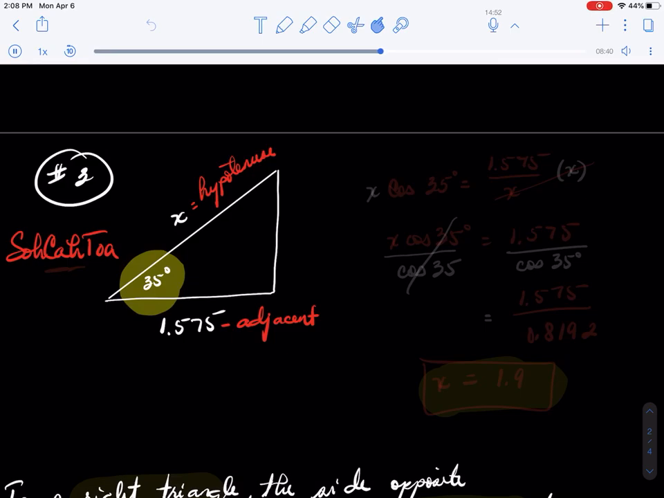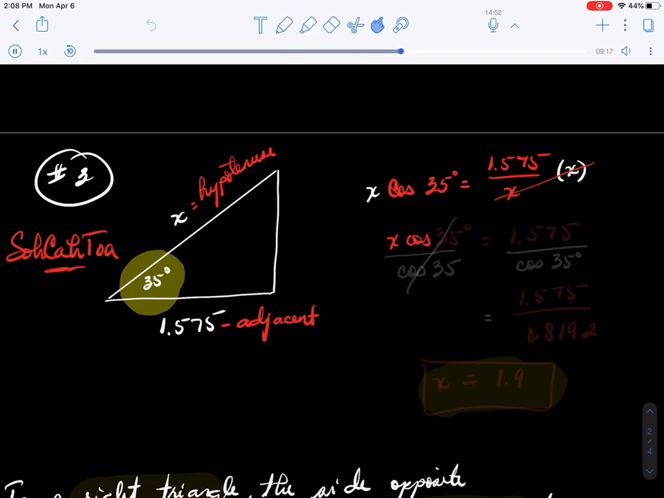Okay, I need to always remember that cosine is the one that's adjacent over the hypotenuse. So I'm going to have cosine 35 degrees equals 1.575 over x. Okay, now you're always going to do the inverse operation. I want to solve for x, so I want to move x to the other side.